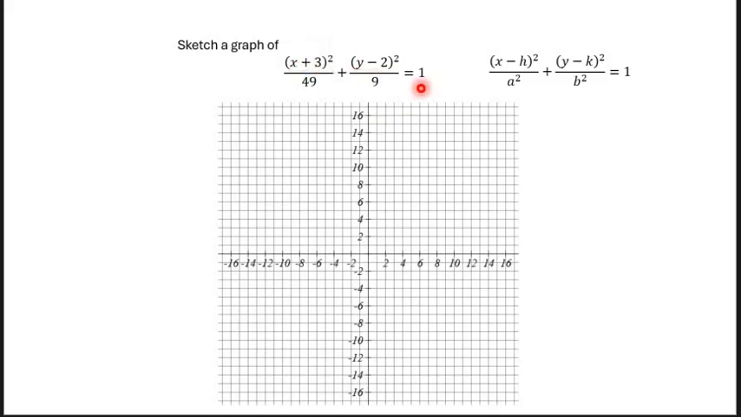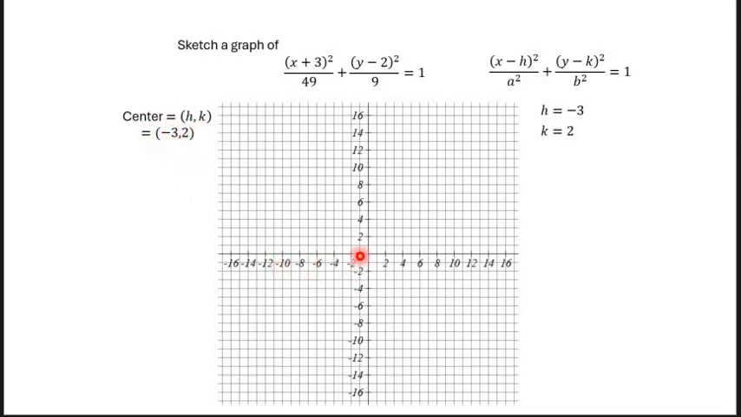is if h is negative 3. That would be x minus negative 3. So h is negative 3. And here I have y minus k. And that means that k is 2 because we have here y minus 2. So I have that k is 2. So now I know where the center of the ellipse is. The center of the ellipse is at (h, k). And that central point (h, k) is the point here, negative 3, 2.